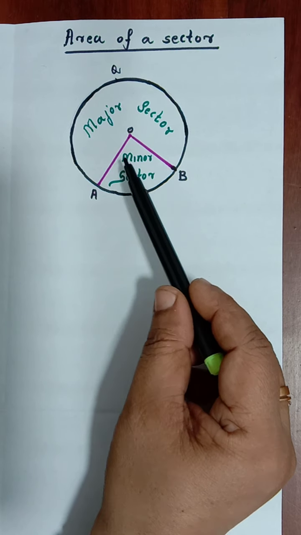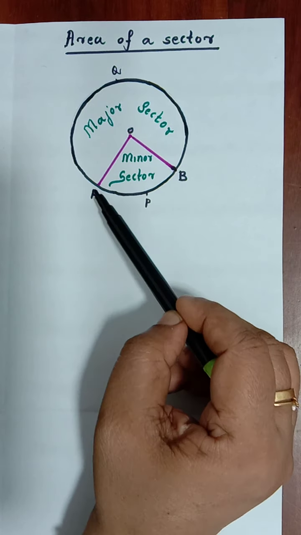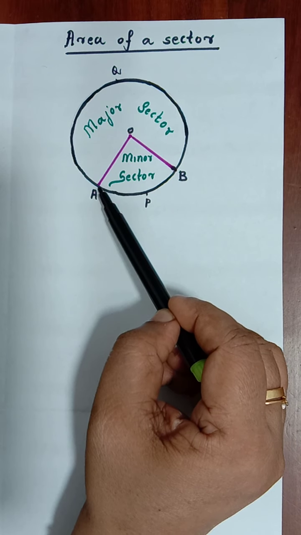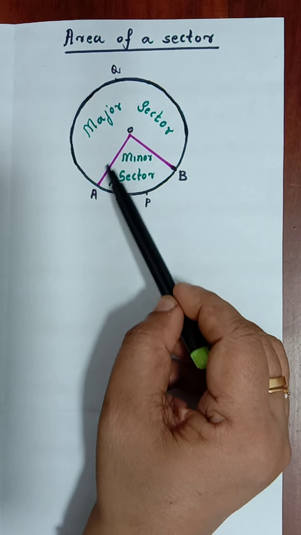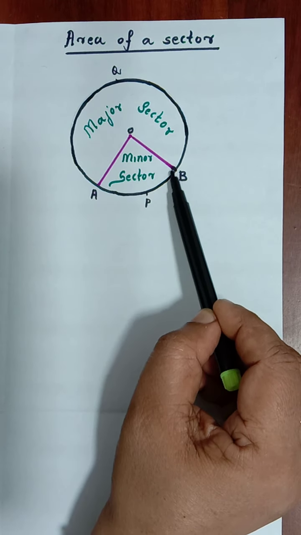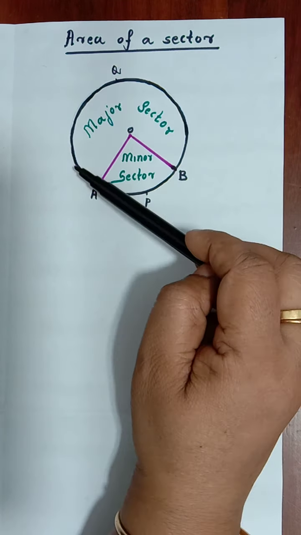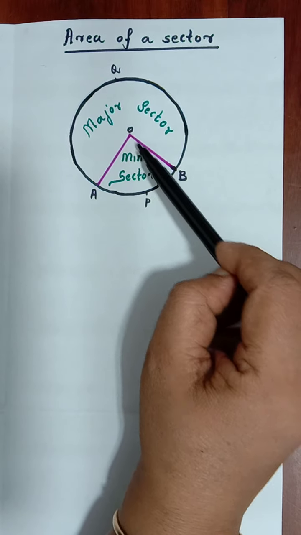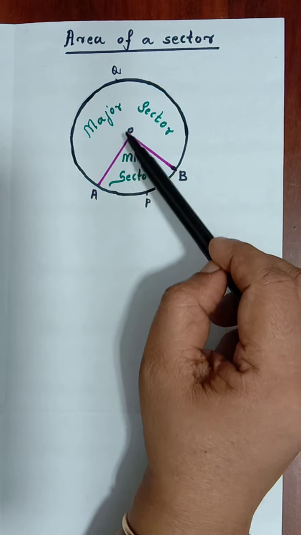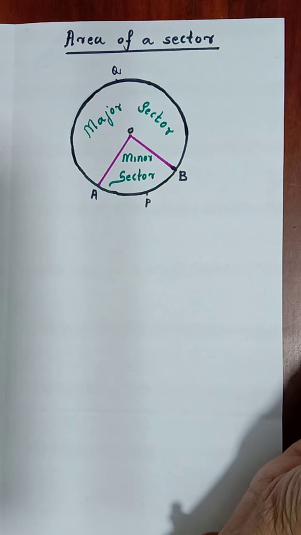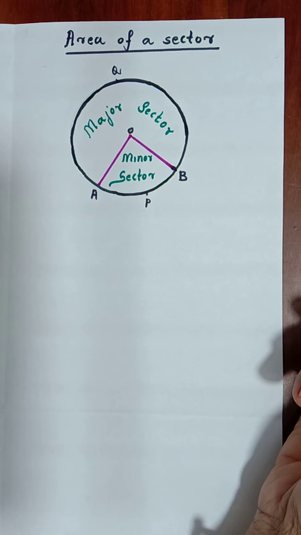So sector is a portion of circle. It is in between two radii and a minor arc. That is called minor sector. Minor sector is area between two radii and a minor arc. Whereas major sector means it is between major arc and two radii. So area between major arc and two radii, that is called major sector. So in this lesson we are going to learn how to find out area of sector using formula.